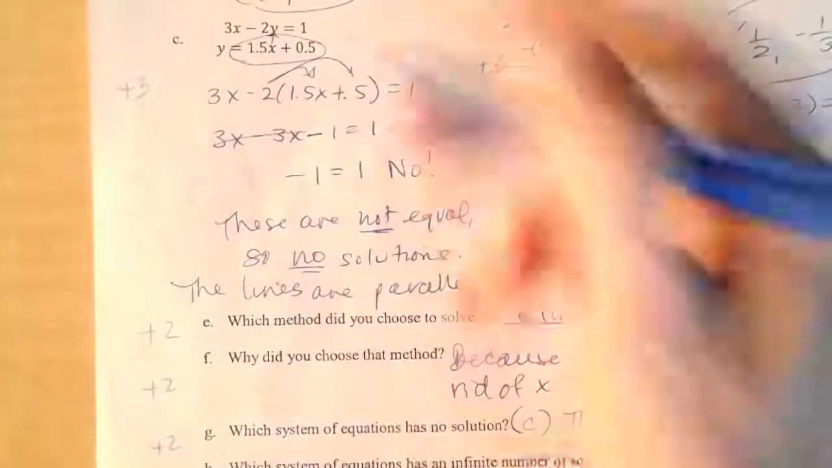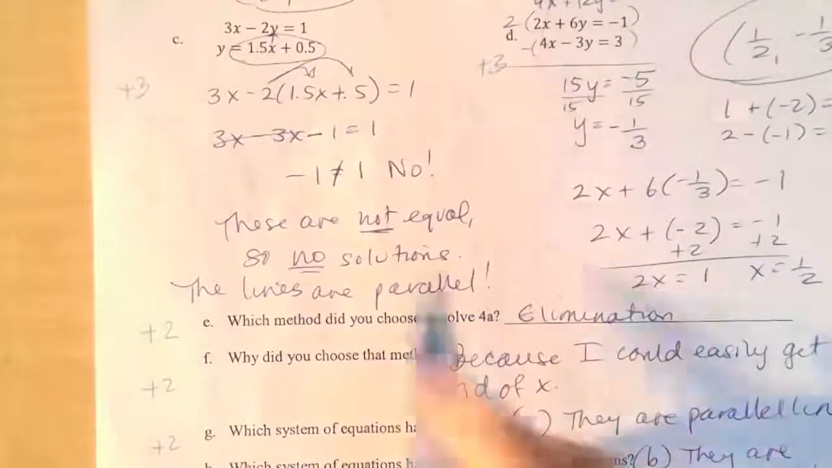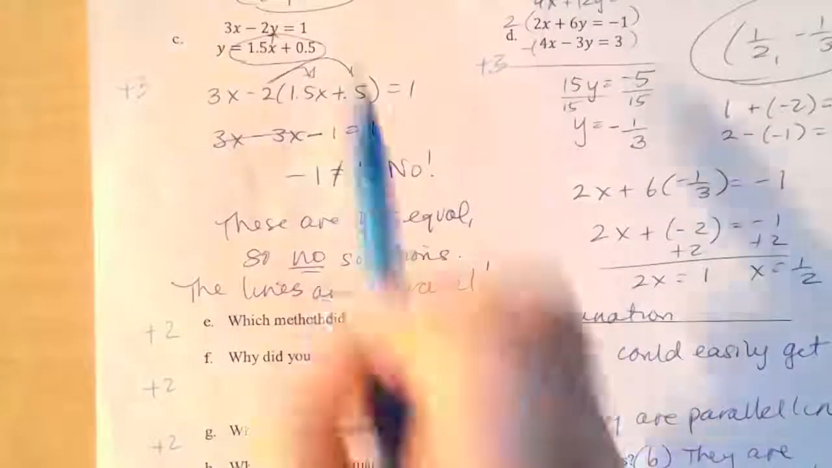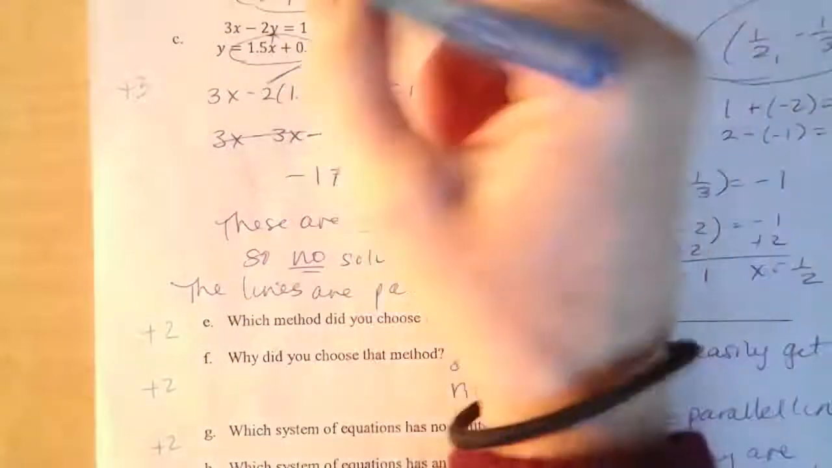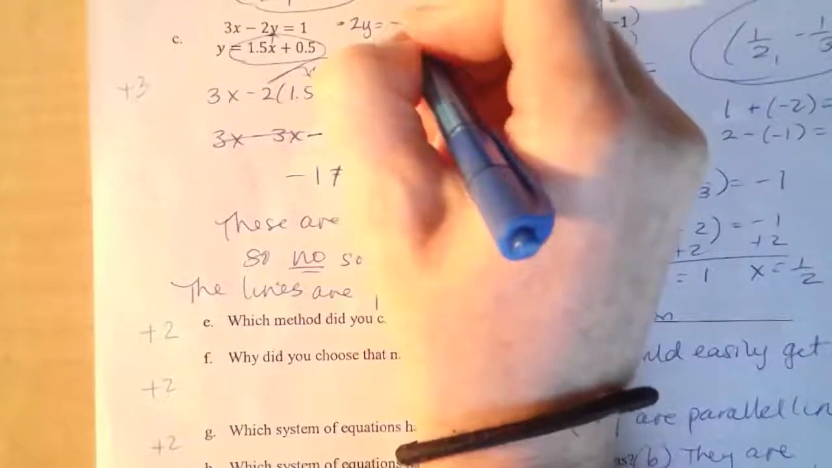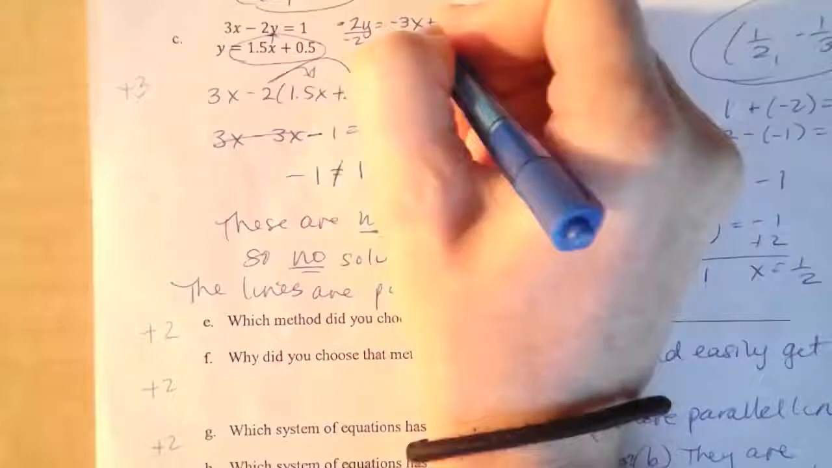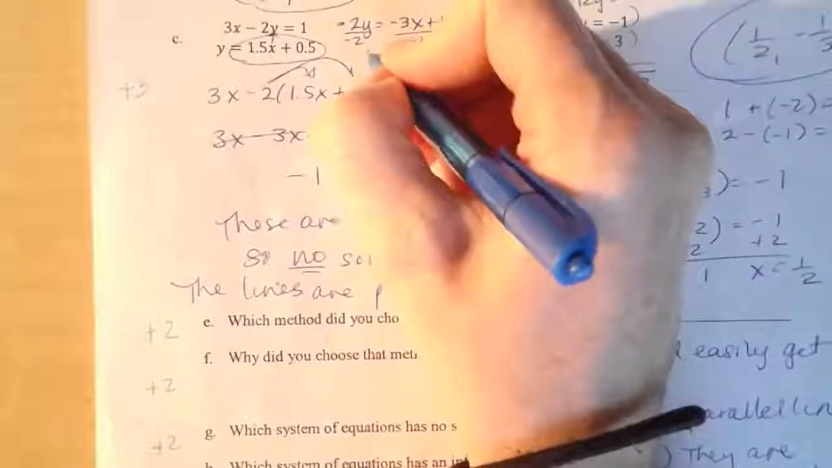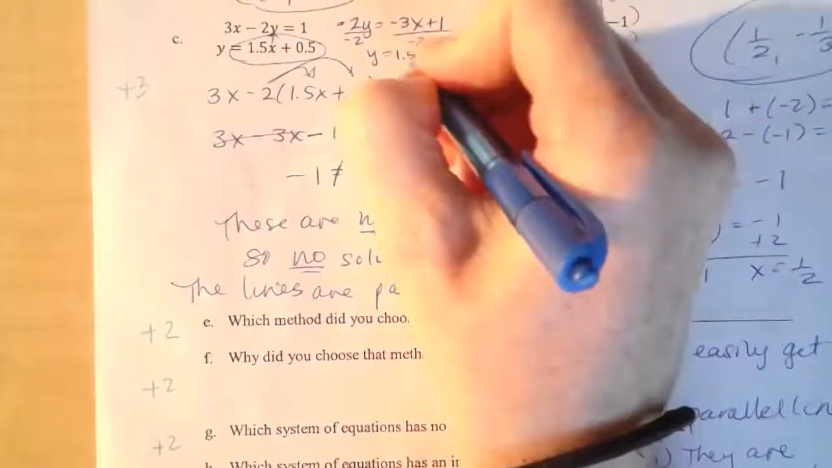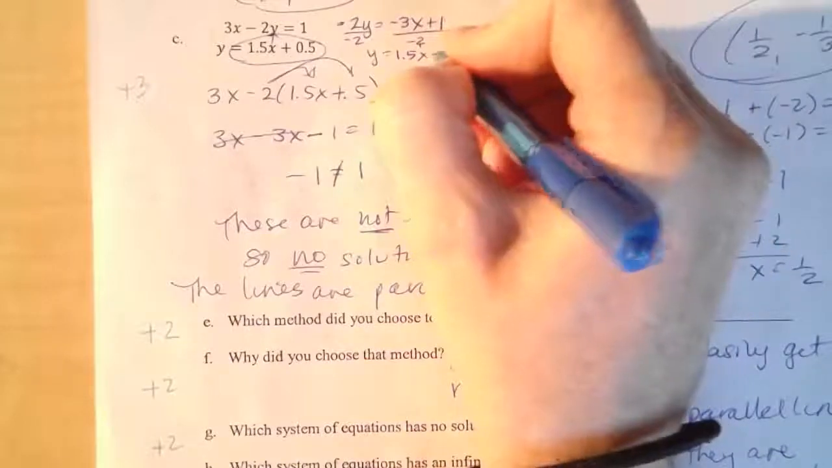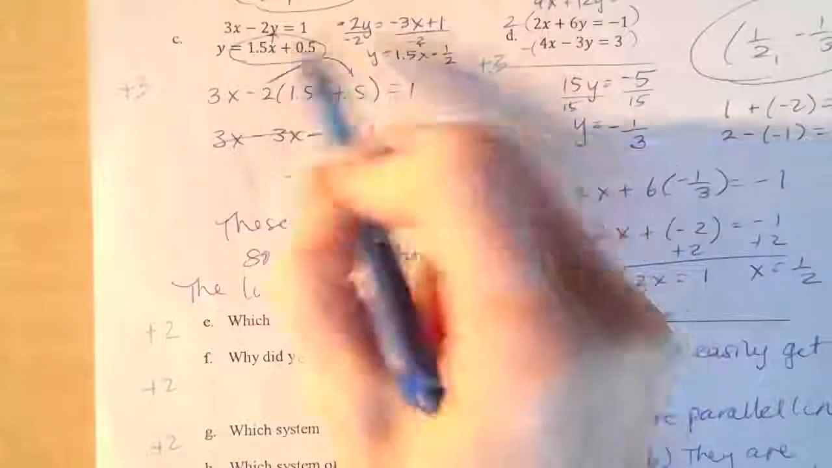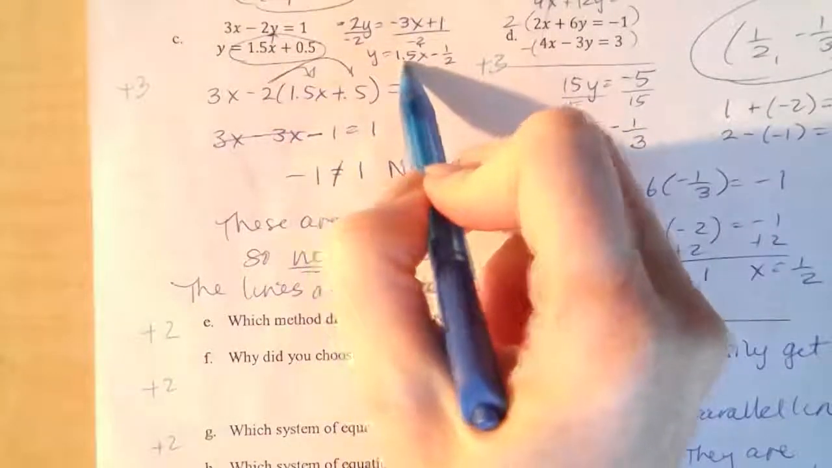Well, that, of course, is not the case. It's not equal to 1. Therefore, there are no solutions. This is the case where the lines are actually parallel. I could rewrite that first one here. If I subtracted negative 3x from both sides, I get negative 2y equals negative 3x plus 1. If I divide by negative 2, I get y equals negative 3x divided by 2, which is actually 1.5x. 1 divided by negative 2 is negative 1/2. That first line has a slope of 1.5. The second line has a slope of 1.5. They are actually parallel lines.